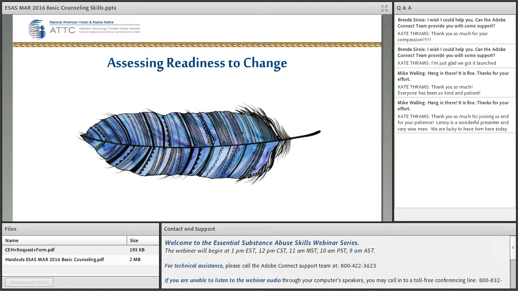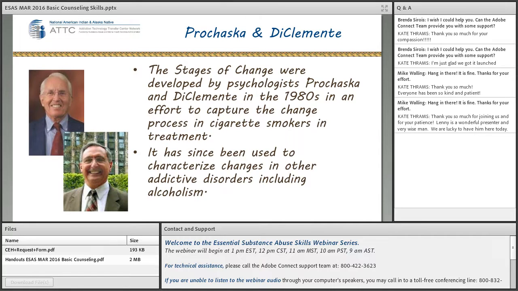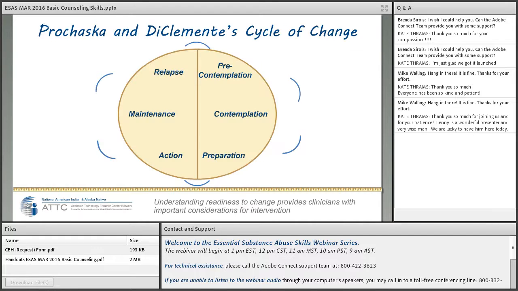Assessing readiness to change. The stages of change were developed by the psychologists Prochaska and DiClemente in the 1980s in an effort to recapture the change process in cigarette smokers in treatment. It has been used to characterize changes in other addictive disorders, including alcoholism. So with that, they developed the cycle of change.